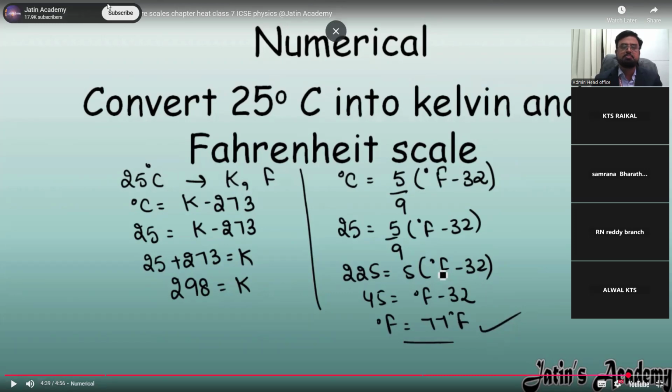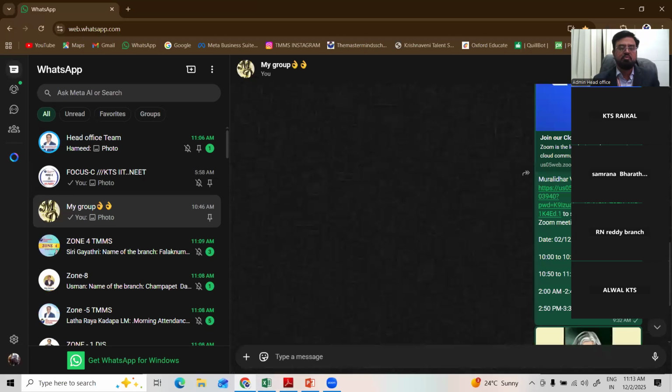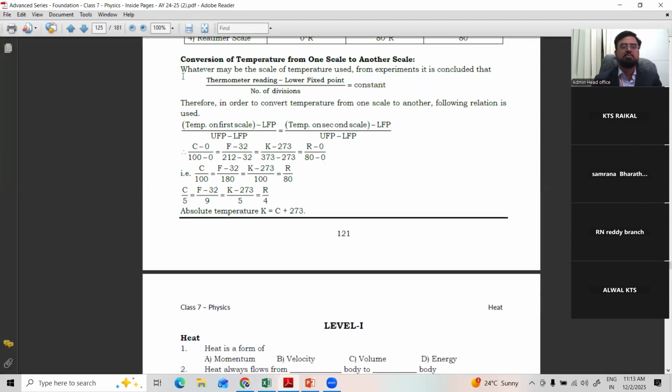Okay, that is our next part of the chapter. You can see here, instead of 25 degrees Celsius, you can write it in the form of Fahrenheit also, that is 77 degrees Fahrenheit. Clear? Right. Wonderful explanation is given here in a simple way on how to get the conversion.